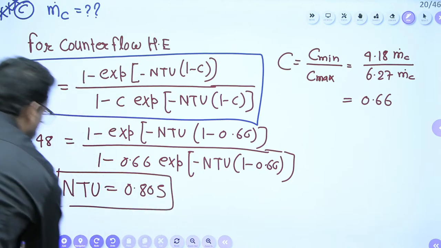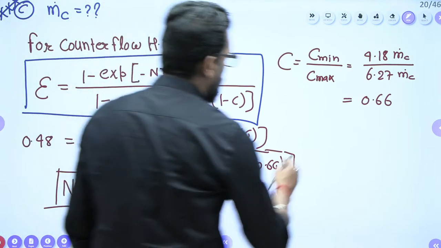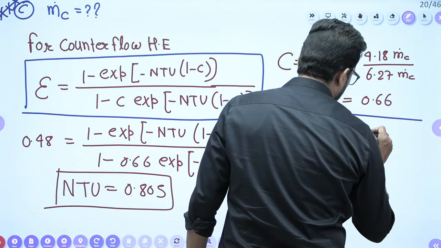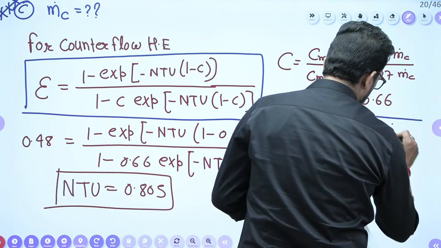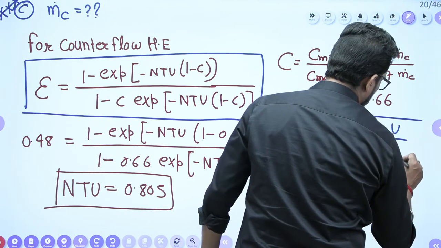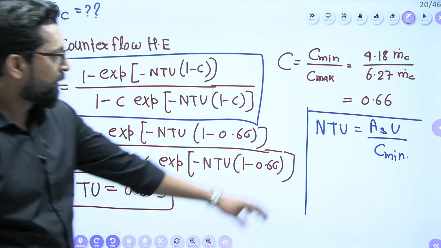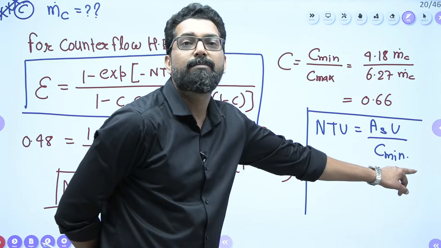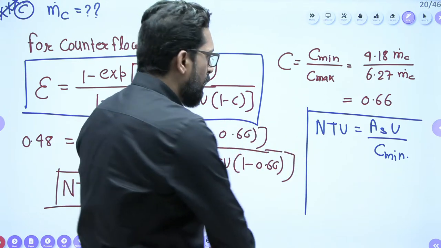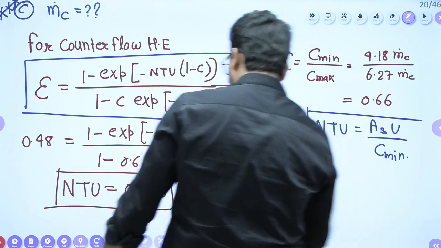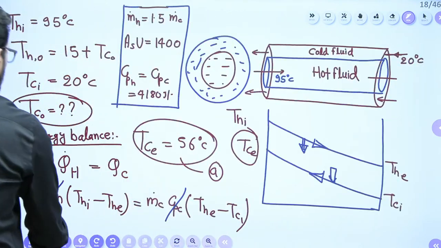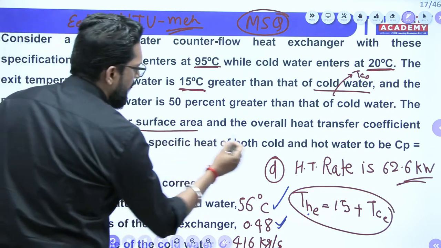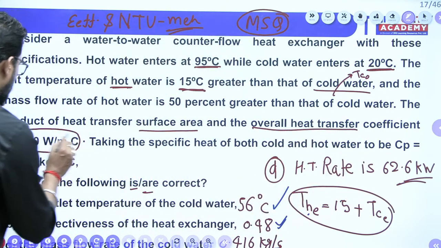This is your NTU. Now, as we know that, what is NTU, beta? Number of transfer units, AS into U by C minimum. This is the formula, you have to remember it. What is NTU? Surface area into overall heat transfer coefficient by C minimum, right? In this question, see the beauty of this question. Heat transfer surface area and overall heat transfer coefficient are given.